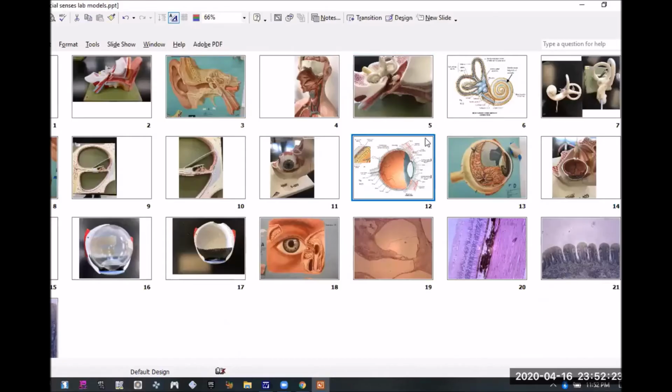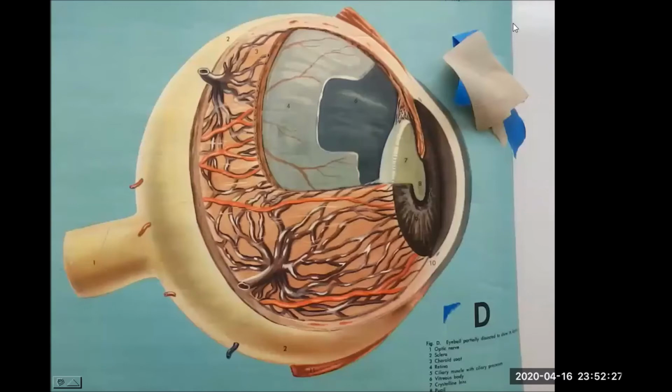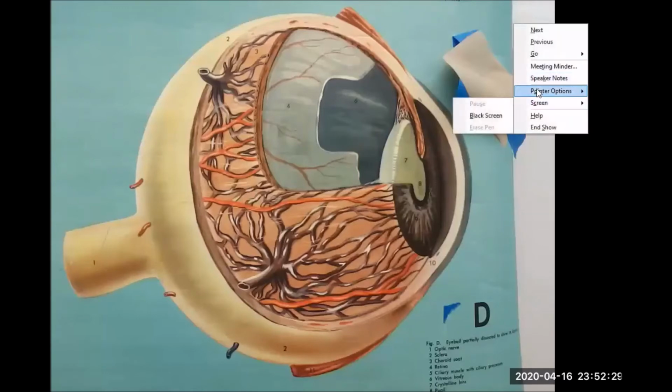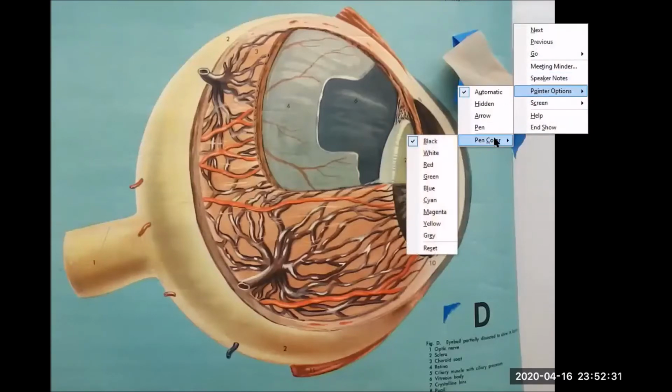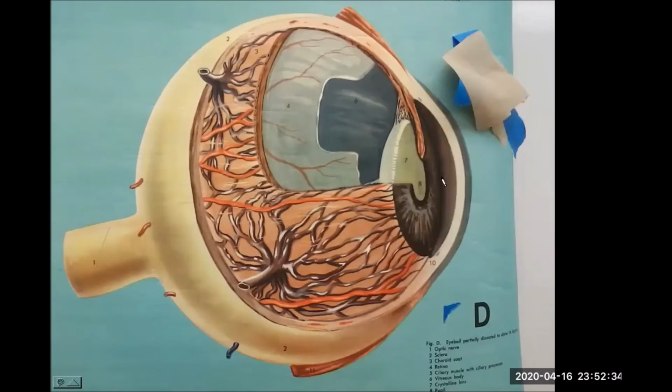So to see the models and the chart, we'll go through some of those same terms. So again, the tunics are the major layers of the eye. So starting with the fibrous tunic, there's both the sclera and the cornea together making the fibrous tunic.